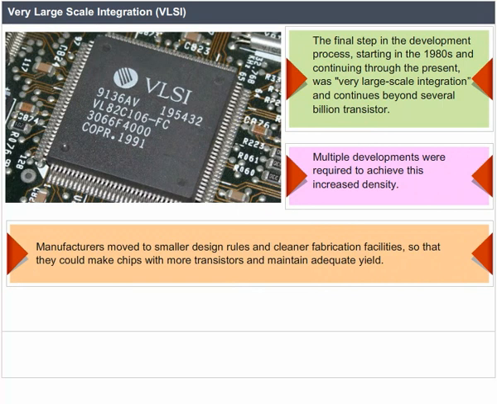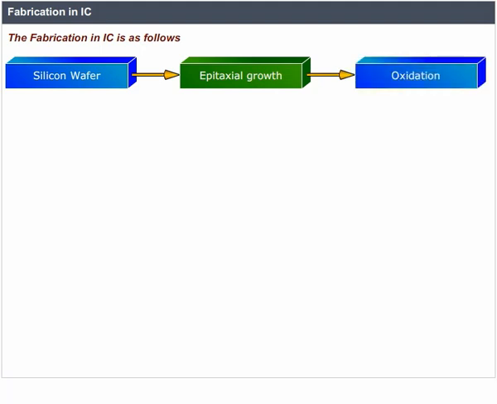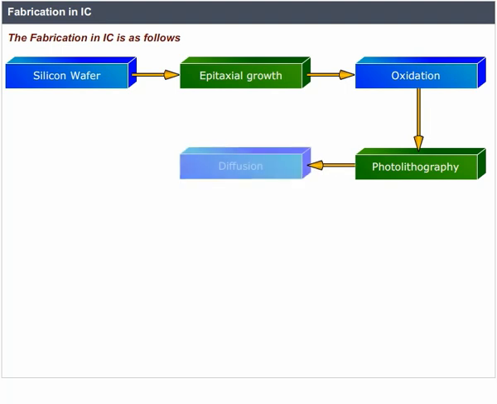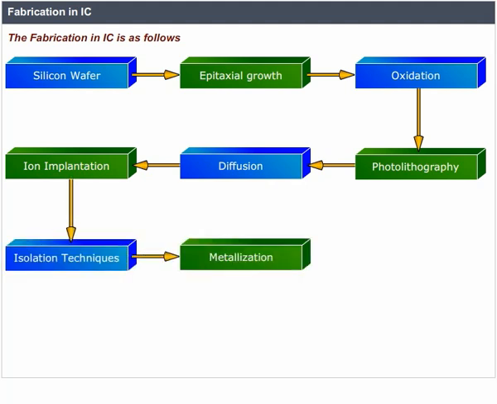Fabrication in IC. The fabrication in IC is as follows: silicon wafer, epitaxial growth, oxidation, photolithography, diffusion, ion implantation, isolation techniques, metallization, assembly processing, and packaging.